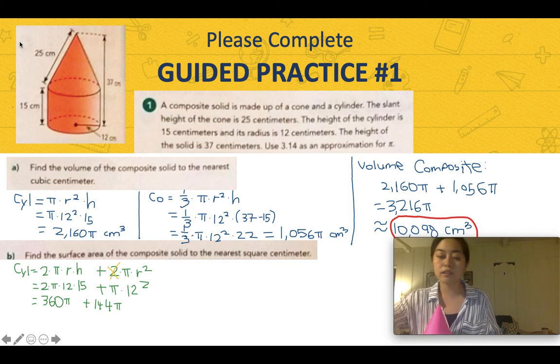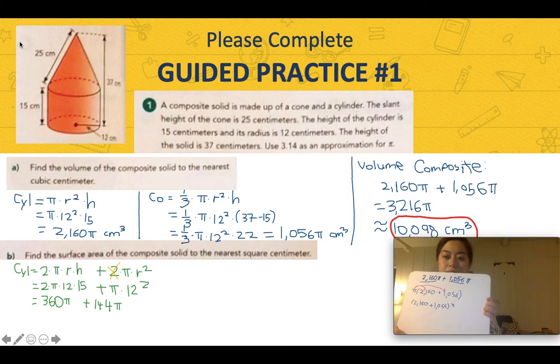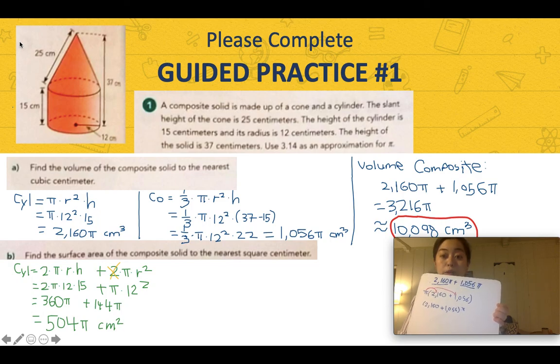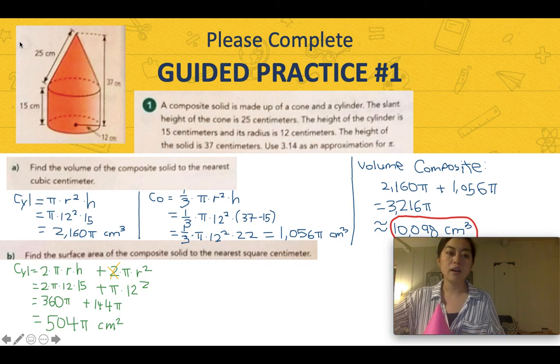And then just like what I did here, when I took out the pi, I'm going to do the same thing. And then that'll become 504 pi square centimeters. And I'm using square centimeters because we're talking about area, not volume. Okay, so now that's the actual surface area of this cylinder part in this composite solid.